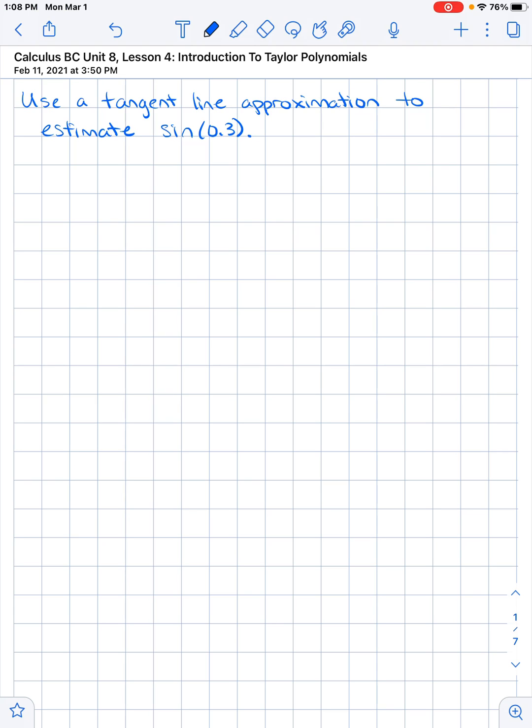And I'd like you to try to recall, and I actually want you to try to recall this, so go look this up somewhere in your notes. This is using a tangent line to approximate or to estimate the sine of 0.3. So this is that local linearization using a tangent line to approximate a value. Go look it up, see if you can solve this.